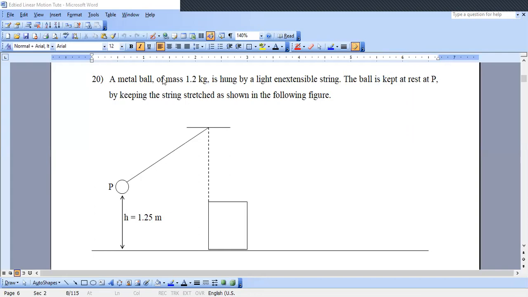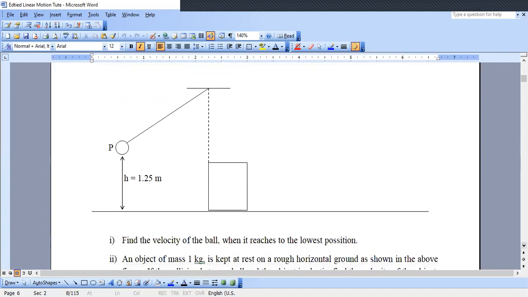Question number 20. A metal ball of mass 1.2 kilograms is hung by a light inextensible string. The ball is kept at rest at B by keeping the string stretched as shown in the following figure. So this ball is at rest here. It is at a vertical height of 1.25 meters. So this is the string, it is at rest. So when the ball is released, it will move along a curved path and it will collide with this box. That's the first thing.